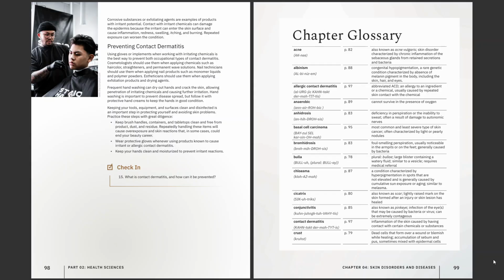Check in. What is contact dermatitis and how can it be prevented?